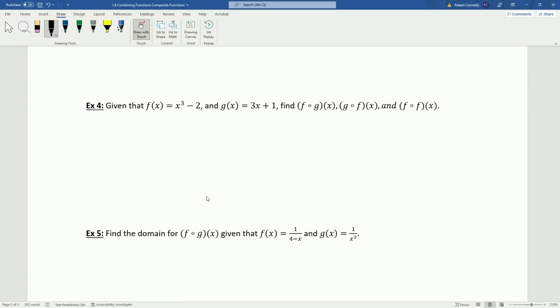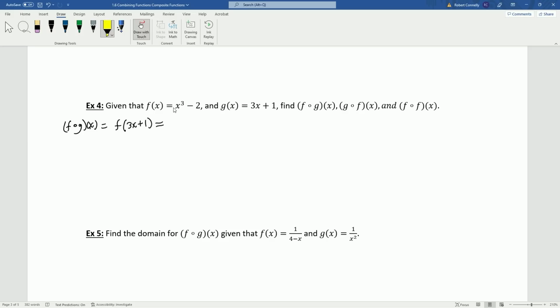All right, so let's take a look at another example here. Given that f of x equals x cubed minus 2, and g of x equals 3x plus 1, find f of g of x, g of f of x, and f of f of x. All right, so let's start with f composed with g of x. That's the same thing as f of 3x plus 1.